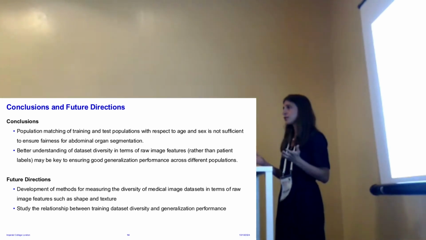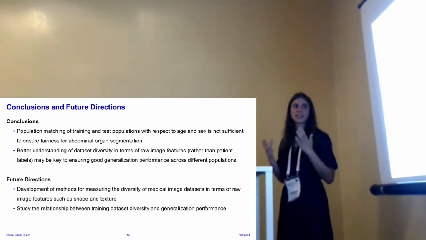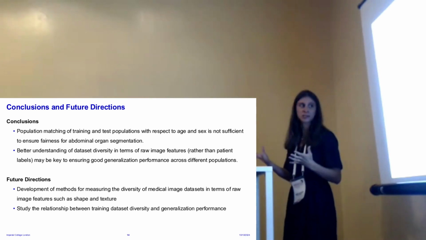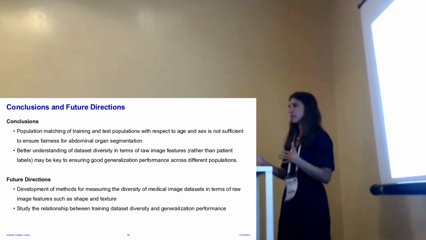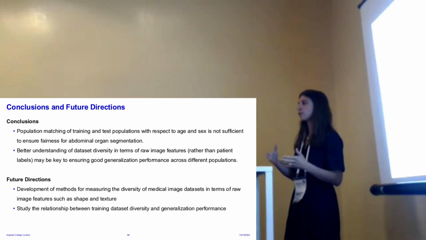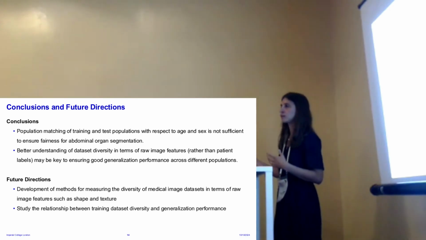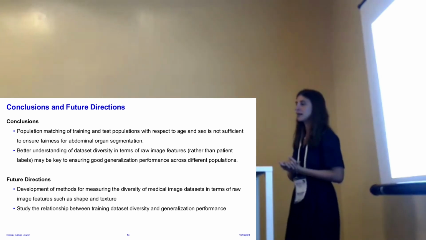In terms of future directions, I think we need to develop more methods to measure data set diversity, particularly tailored to medical images. And we need work to study the relationship between any diversity metrics we have for images and downstream task performance. And this all needs to be tailored to medical images specifically.